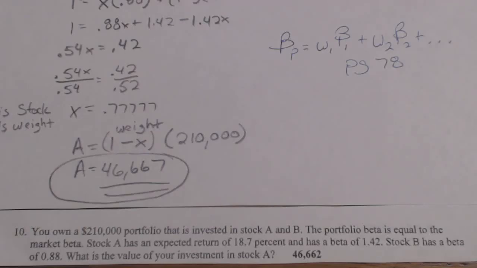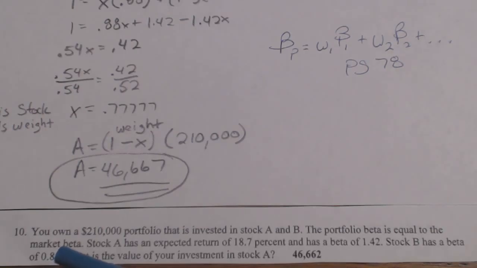You own a $210,000 portfolio that is invested in stock A and B. The portfolio beta is equal to the market beta. What's the market beta? The market beta is 1. Everything is compared to 1 as a market beta.